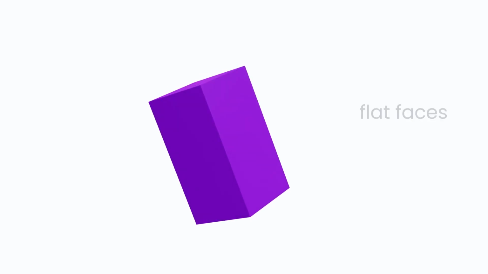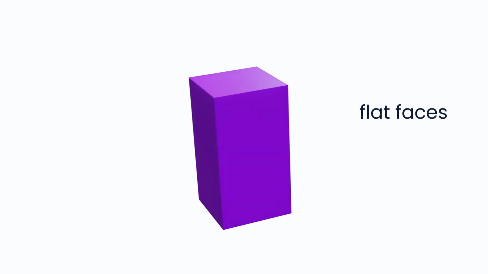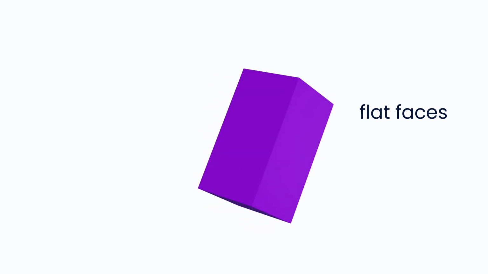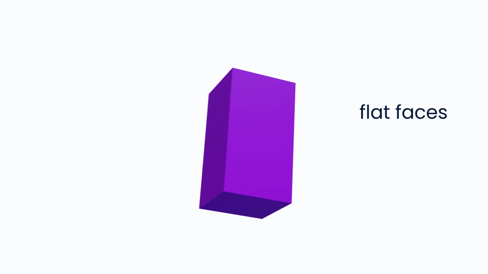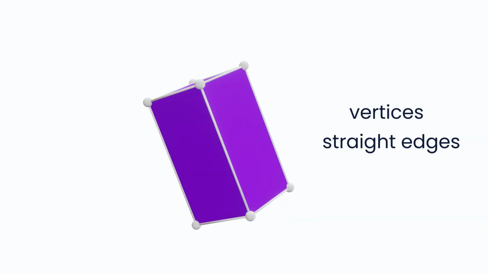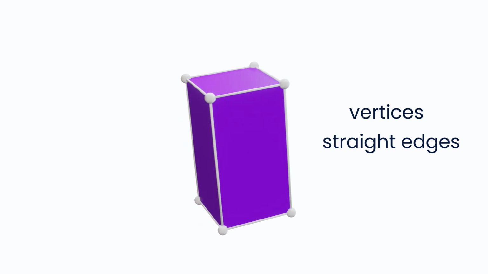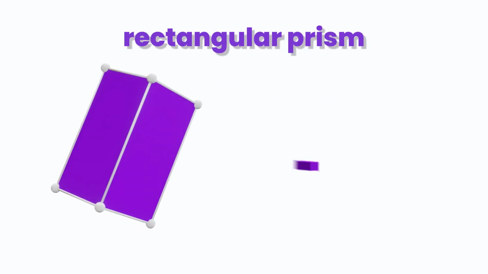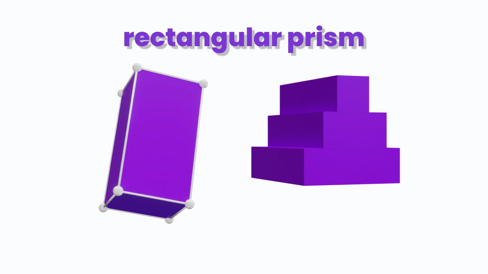Take this figure, for instance. It has 6 flat surfaces, some of different sizes. Since these are flat, we simply call them flat faces. The figure has 8 vertices connecting its 12 straight edges. This is called a rectangular prism, and they are quite easy to stack on top of each other.